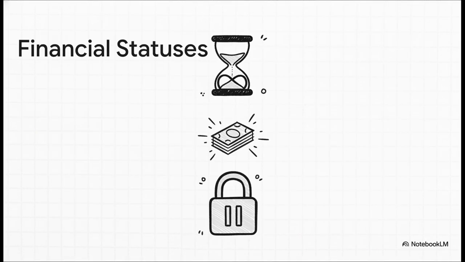These financial instruments, like bonds, move through a timeline of different statuses. First is indefinite term. This means there's no fixed end date to the agreement. Second is outstanding. This means the balance is currently active and unpaid. And third is suspended. This implies the bond is temporarily halted or stopped from operating.